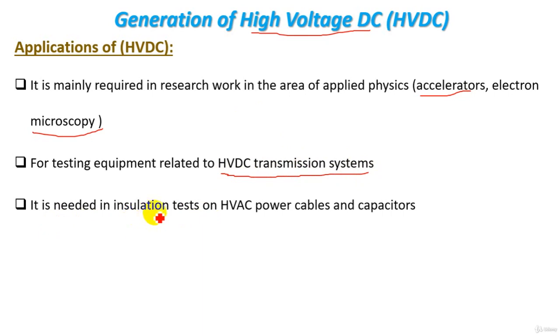Also, it's needed in insulation tests on high voltage AC power cables and capacitors. As we know, the large capacitance of these power cables would take too large a current if tested with AC high voltage. So, it's preferable to test power cables with DC voltage, since no charging current or capacitive current can flow in case of DC voltage testing.